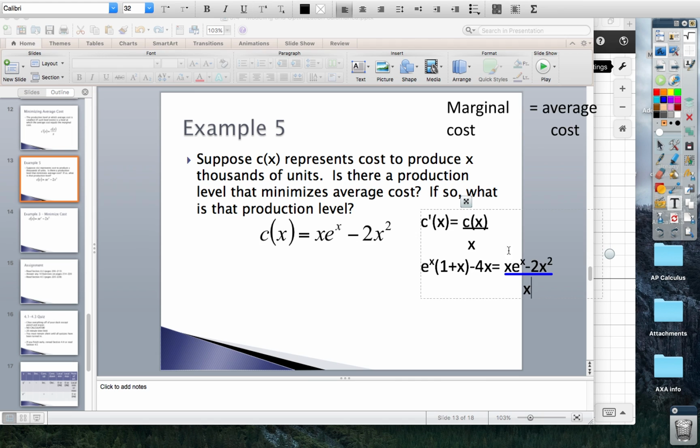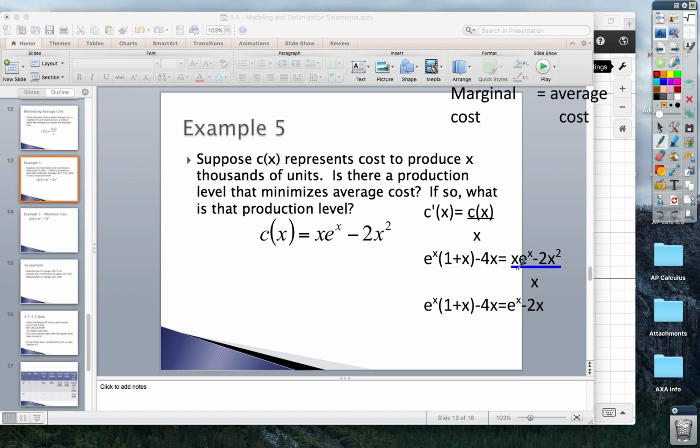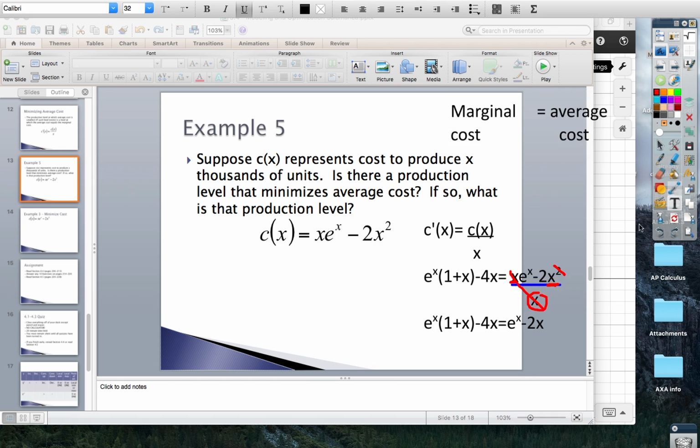We're going to simplify this a little bit more. And what's going to happen is we now have e to the x times 1 plus x minus 4x equal to e to the x minus 2x. And what you may have noticed here is I dropped the x's and we got rid of the denominator. Because we have an x here and here, we can factor out one of those x's and cancel them out. And we're left with what you see here.